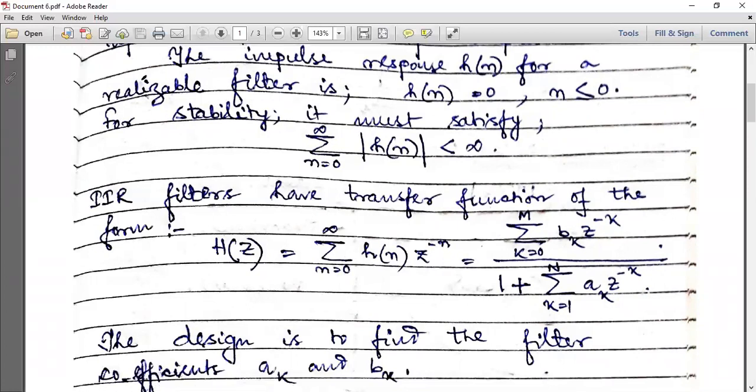we have to design the filter. So what do we do? क्या करना है? Design filter मतलब करना क्या? Design filter मतलब filter coefficients को निकालना. What are those filter coefficients? This a_k and b_k. So I've written, you see, the design is to find the filter coefficients a_k and b_k. यही हम लोग का काम है. a_k and b_k ये दोनों type of filter coefficients हम लोगों को निकालना है. Clear? Okay.